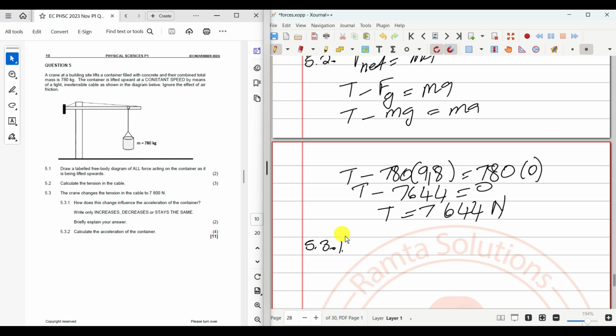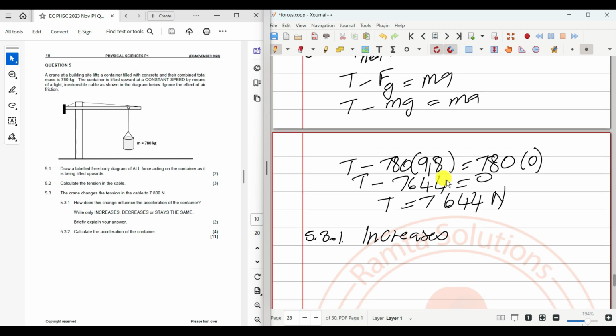5.3. It says that the crane changes the tension in the cable to 7,800 newtons. How does this change influence the acceleration of the container? Increases, decreases, or remains the same. What you need to see now is that your tension has increased. The weight remains the same. When the tension increases, it means your net force increases. As your net force increases, it means acceleration must increase. So your answer is increases.